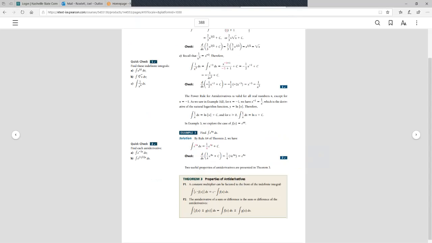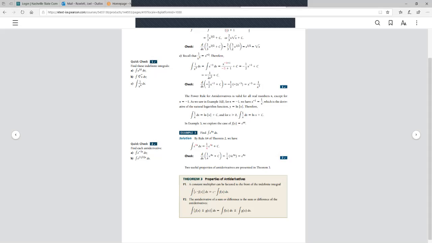Theorem 4.3, parts 1 and 2, probably nothing that's going to awe you that much, but part 1 basically says that if you have a constant times a function and you want to take the integral of that constant times the function, you can take the constant outside and then simply evaluate the integral of the function. That can be a big time saver when you're working these types of problems.